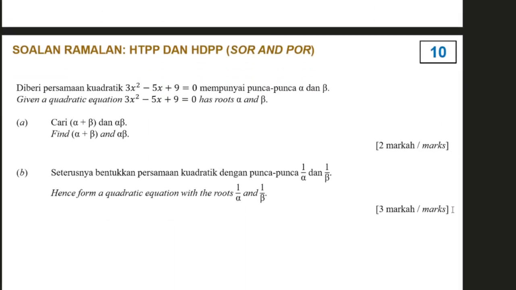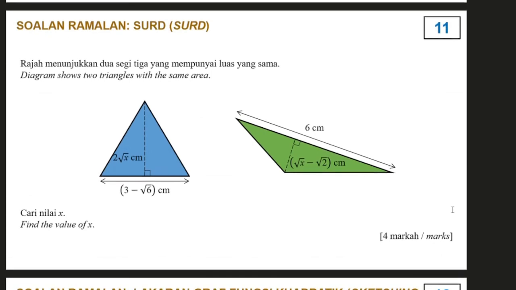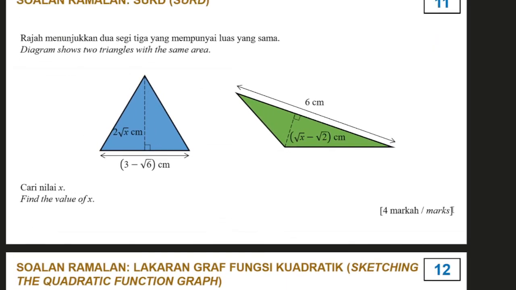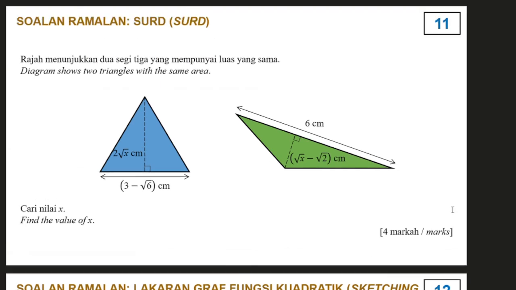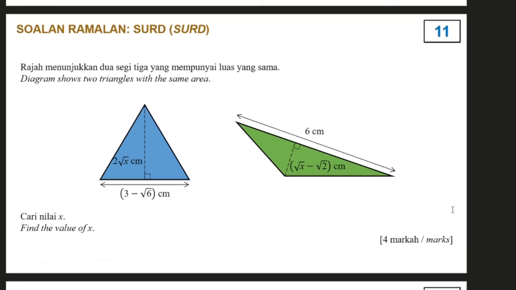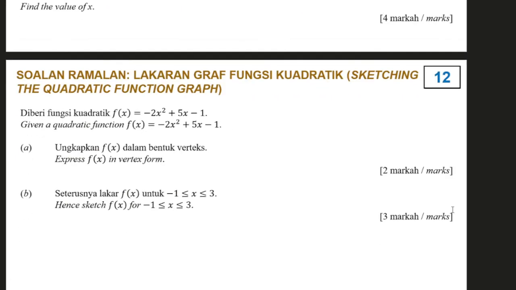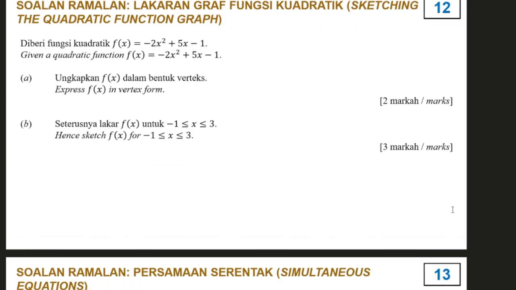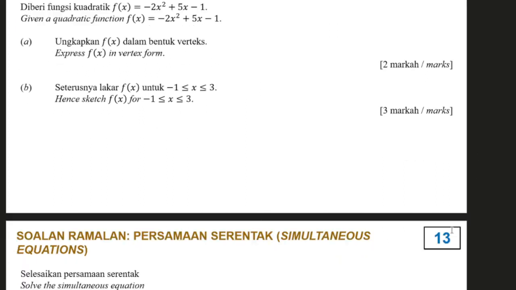SOR, POR, I saw in about 80% of the trial papers. Surds were also there, quite a lot, especially the conjugate part, but this one looks more like the application. So there's one surd question. Sketching quadratic graphs: a lot of it came out during trial papers, but in a bit of a different way, where they gave you practical issues to solve and then draw the graph.